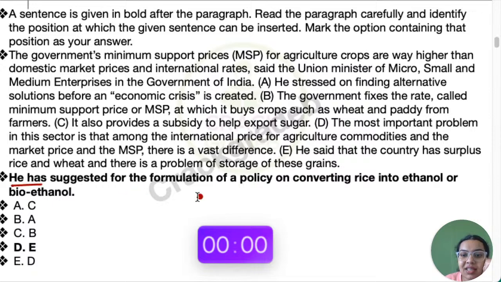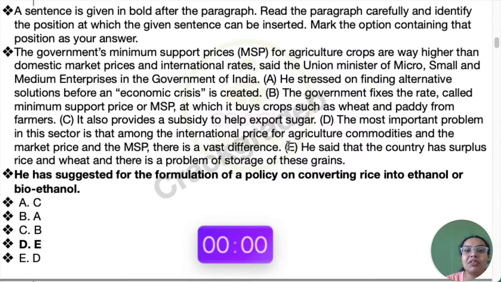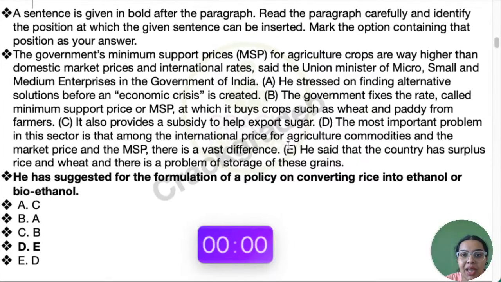He has suggested formulation of a policy. He said, and even after using the sentence here, we are continuing with what the minister has said. So he said the country has a surplus of rice and wheat and there is a problem of storage with these grains. Better we convert it into ethanol. So that's what he is suggesting. That will come after describing the whole problem, and that's why we will understand why he has made this suggestion. I hope you are getting it.